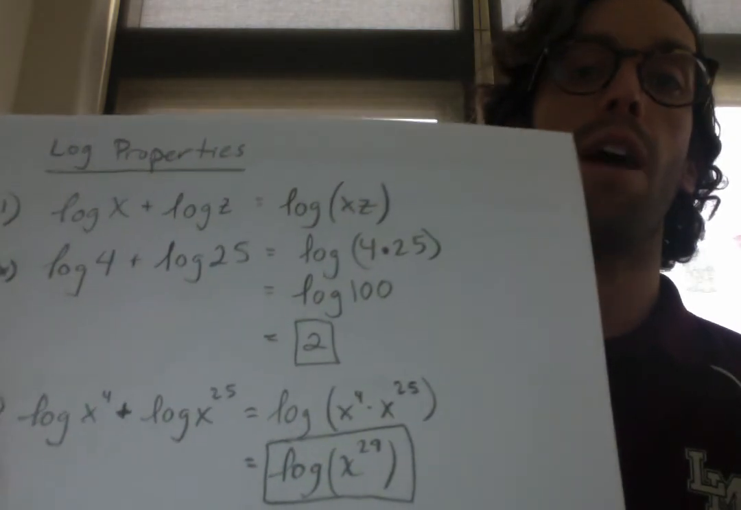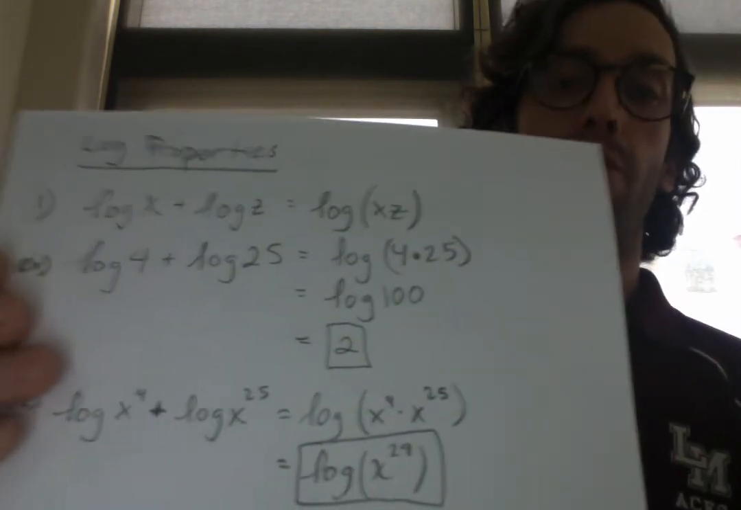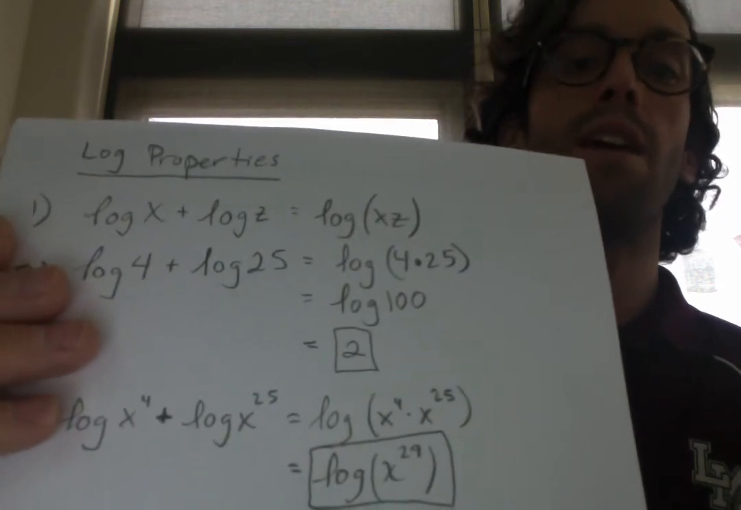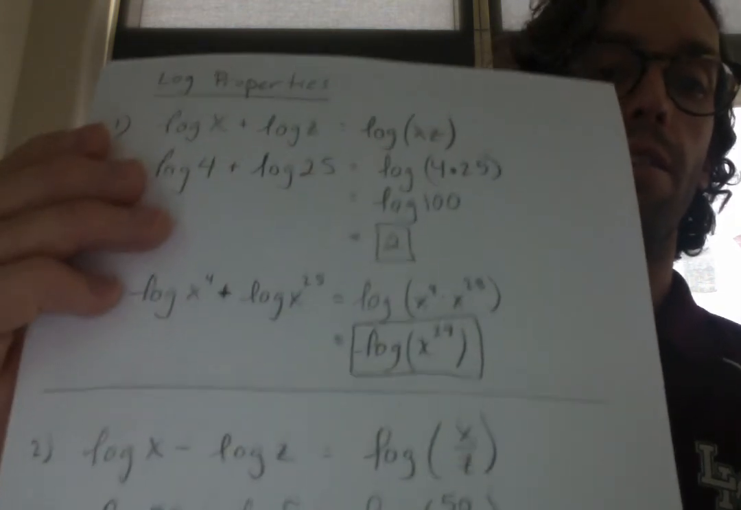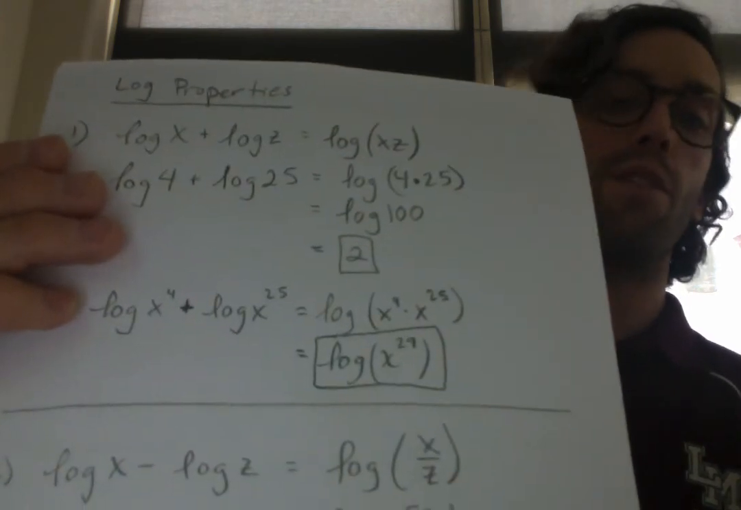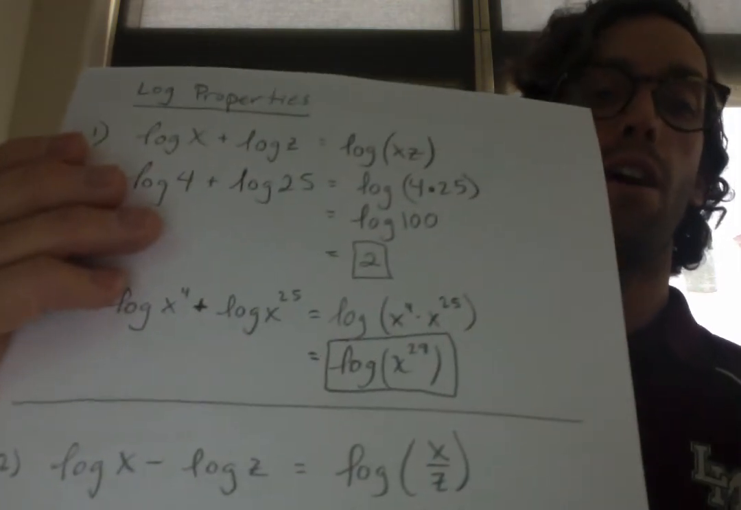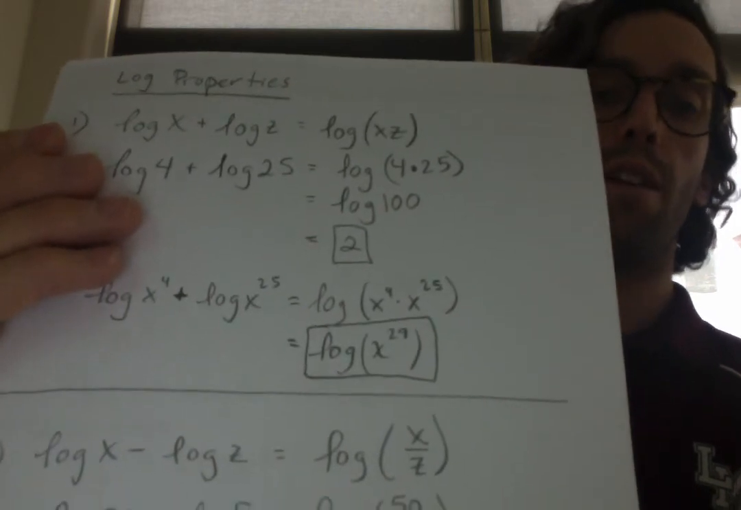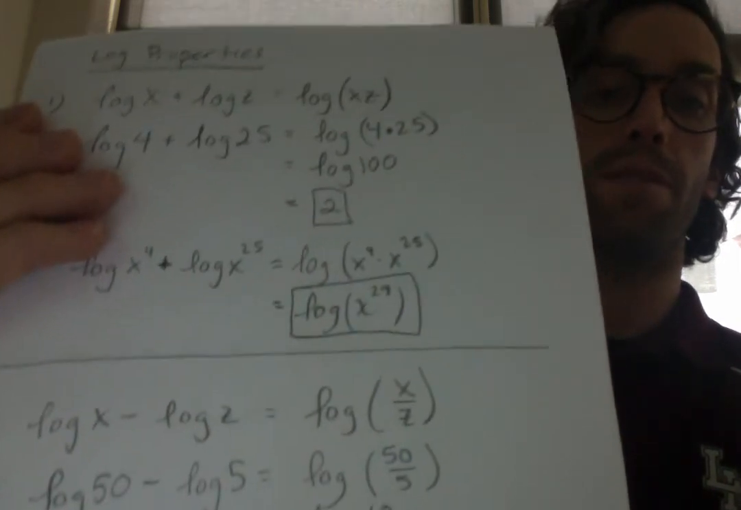All right? Next property is with the difference of two logarithms. As you can probably guess, log x minus log z is going to equal log of the quotient, x divided by z. All right, so that's the second major property, also a pretty easy property to follow. And I have two easy examples, one with just numbers and one with variables.